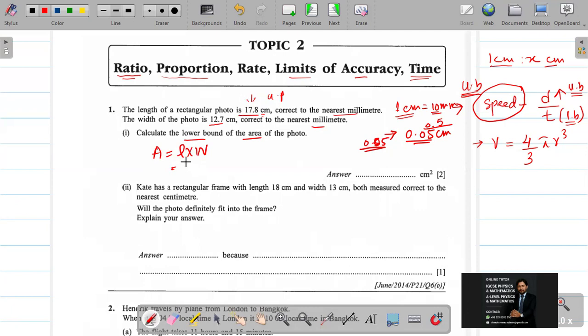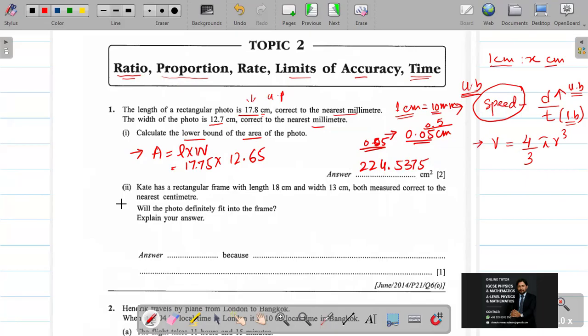It should be 17.75 multiplied by 12.65. I have used because both of these are directly proportional to the area over there. So I'm taking both the lower bound to calculate the lower bound of the area. If I multiply this, wait a second, 17.75 multiplied 12.65, I'm getting 224.5375. Like this, centimeter square is the area over there. So always try to go for it as it should be solved over there. Let's go for the next one.